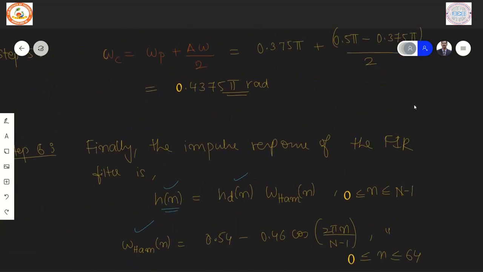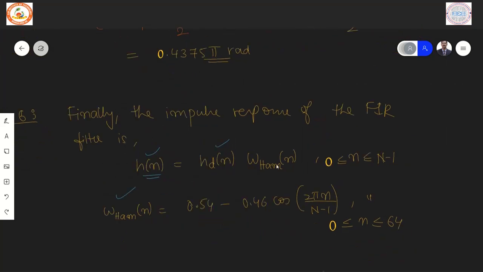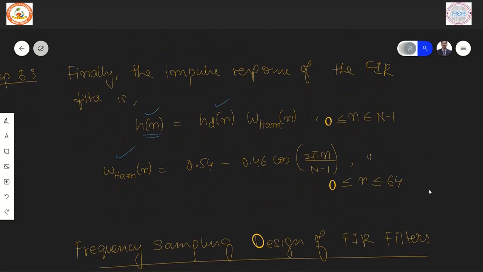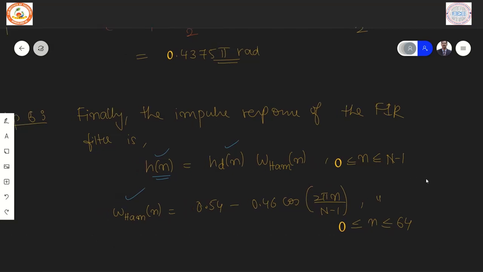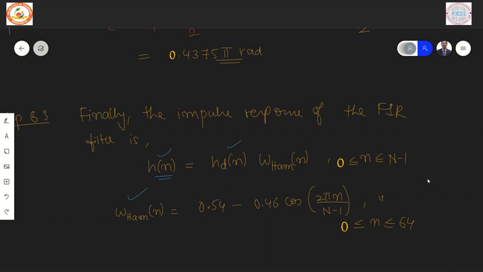Finally, the impulse response of the FIR filter h of n is equal to Hd of n times W ham of n. The window function for Hamming is given by 0.54 minus 0.46 cos (2 pi n by N minus 1), with n lying between 0 and 64. As the number of points is pretty large, we are not going to calculate the values of Hd of n, W ham of n and h of n, but it is possible. If you want a few values you can calculate them, and similarly we get values as follows. This can be done if you are asked to design such problems.